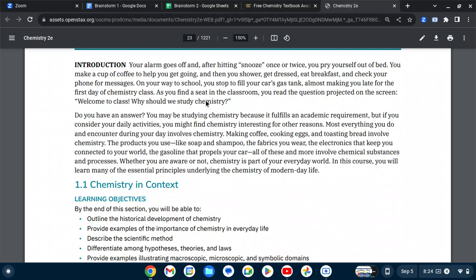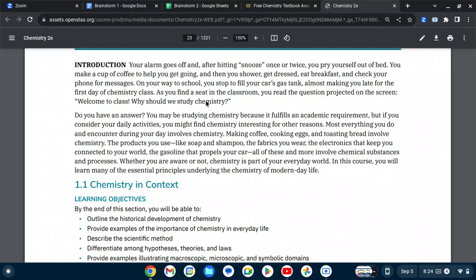Welcome to class. Why should we study chemistry? Do you have an answer? You may be studying chemistry because it fulfills an academic requirement, but if you consider your daily activities, you might find chemistry interesting for other reasons. Most everything you do and encounter during your day involves chemistry.